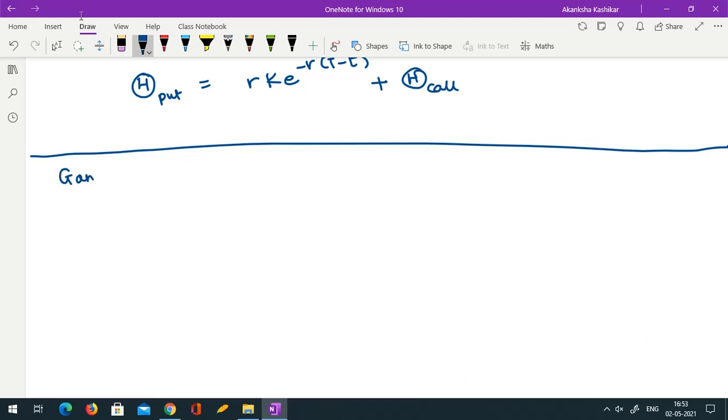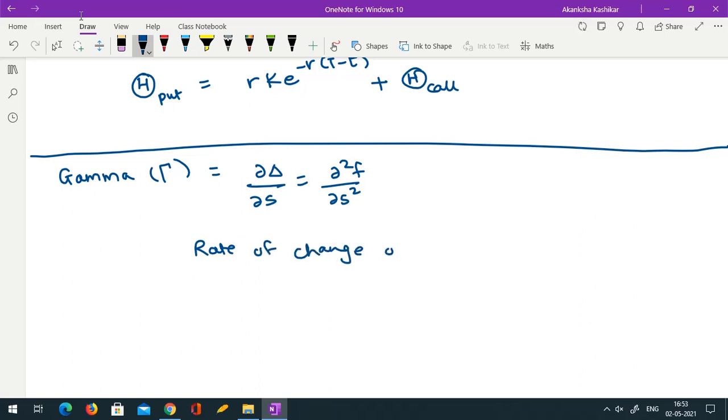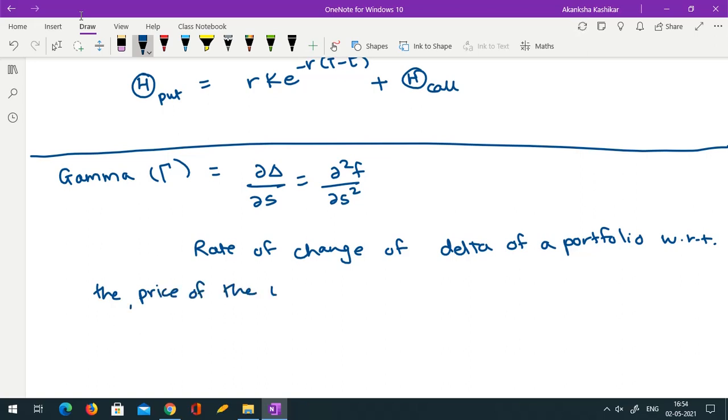Now let me go to gamma. Gamma we know is the change in delta with respect to change in S, or we can write this as ∂²f/∂S². So gamma is a second derivative. This is the rate of change of delta of a portfolio with respect to the price of the underlying asset.